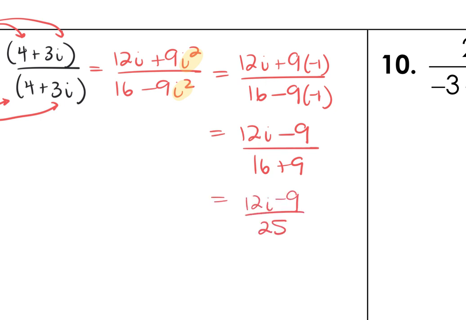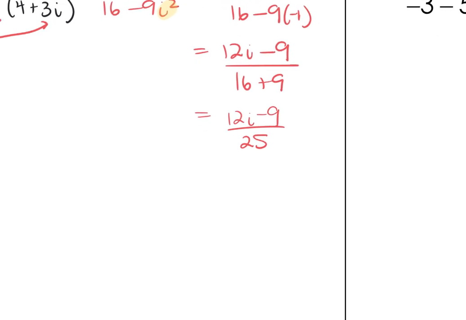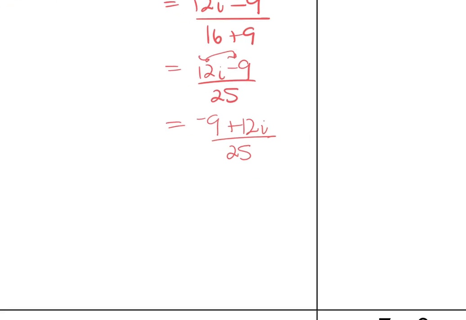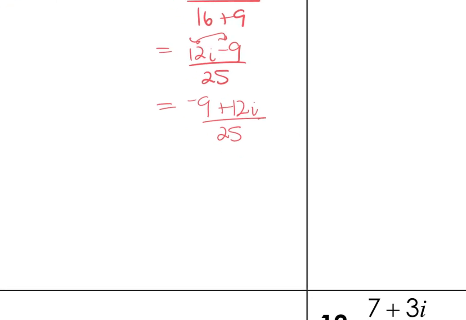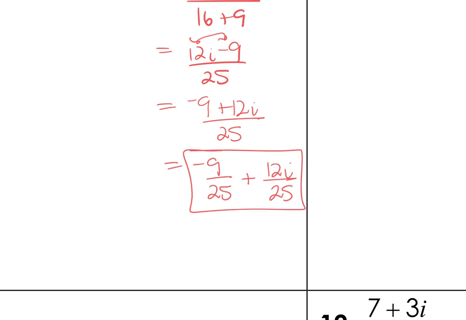16 plus 9 gets me 25. I'm going to switch this up. We'll make it real first, then imaginary. When you switch, guys, just make sure your signs are in the right order. And I don't think I'll be able to simplify with 9, 12, 25. Nothing goes into all of those. So I'm just going to say negative 9 over 25 plus 12i over 25. Real, then imaginary.